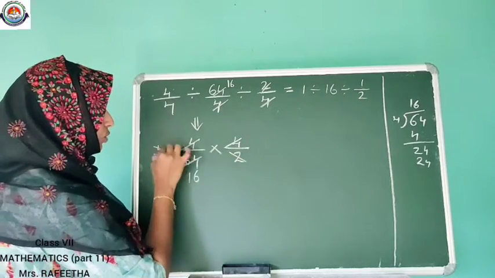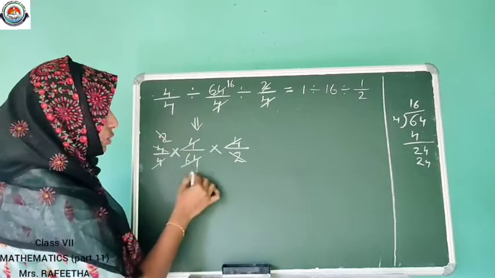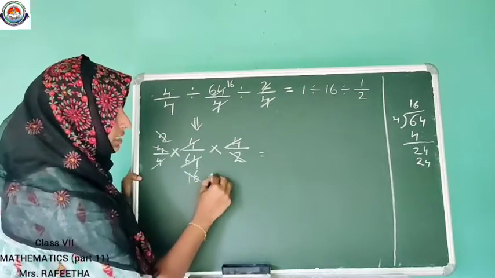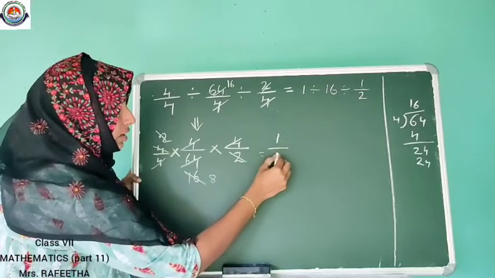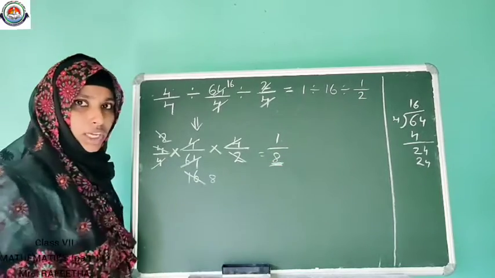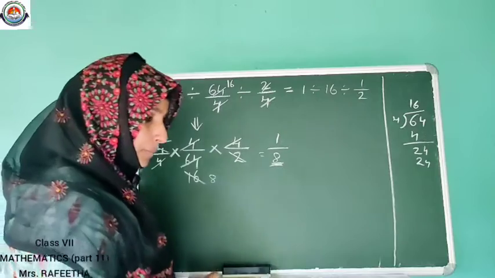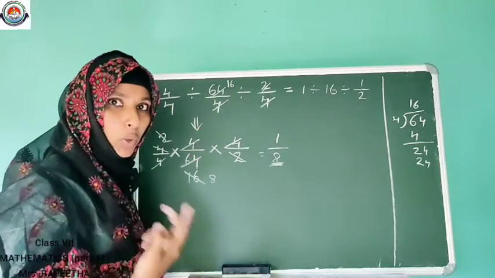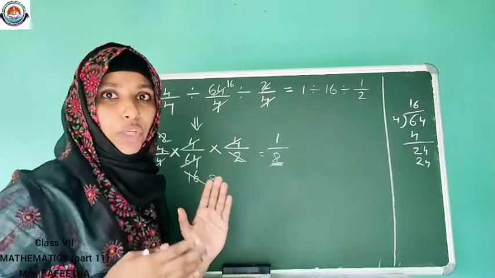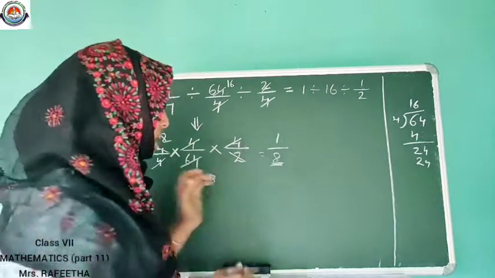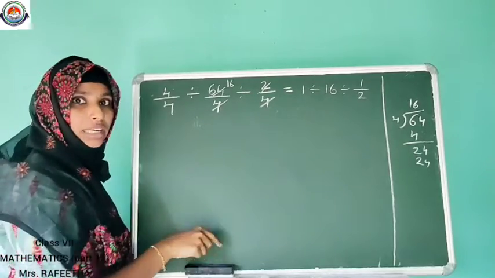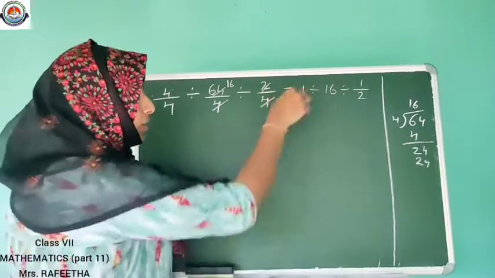And here 4 and 2 is there, that also we can cut. 2 and 16 is there, that we can cut. So what will be the answer? Here 8 is there, numerator 1 and denominator 8. Okay, no problem. Here we did this without converting to the least form first. If we convert this to the least form first, it will be easier to do, and no careless mistakes will be there. Okay, so we can do it in this way.